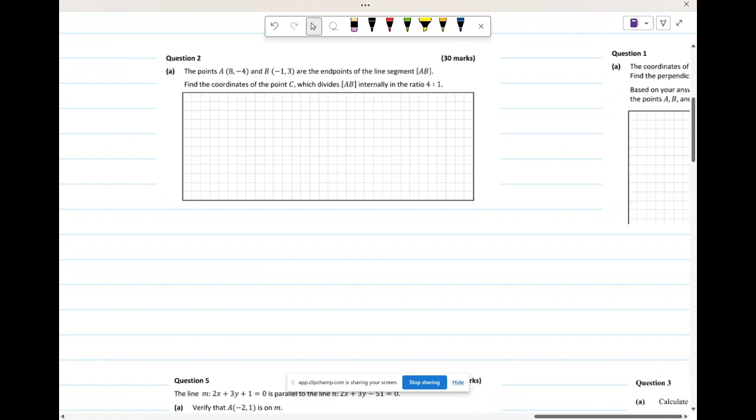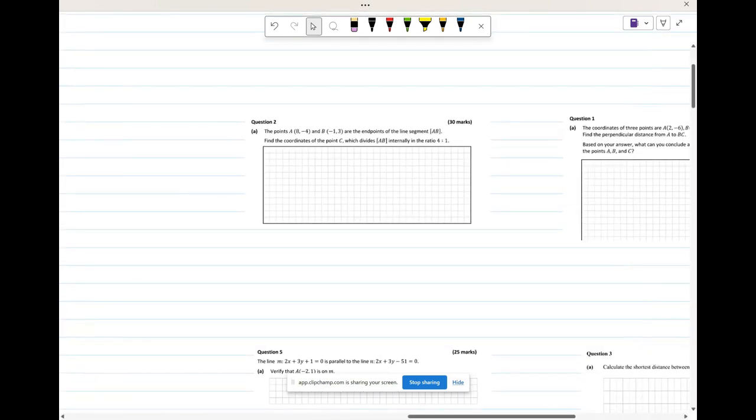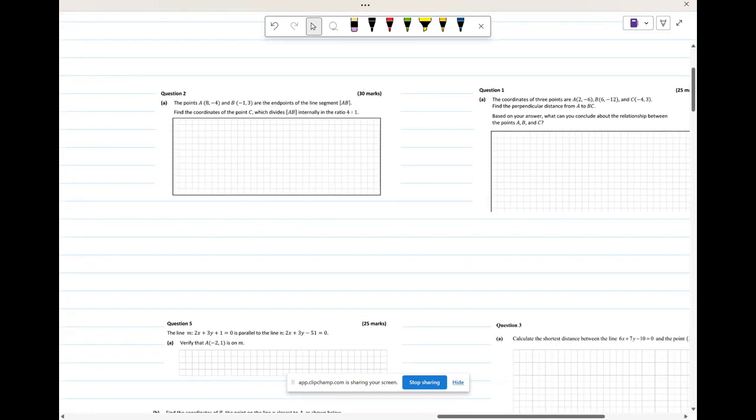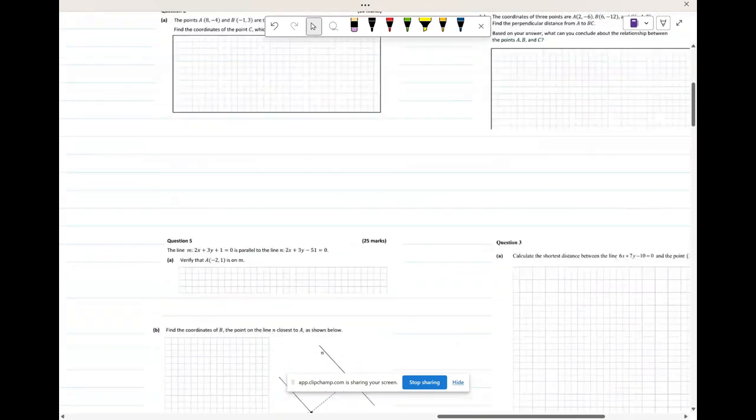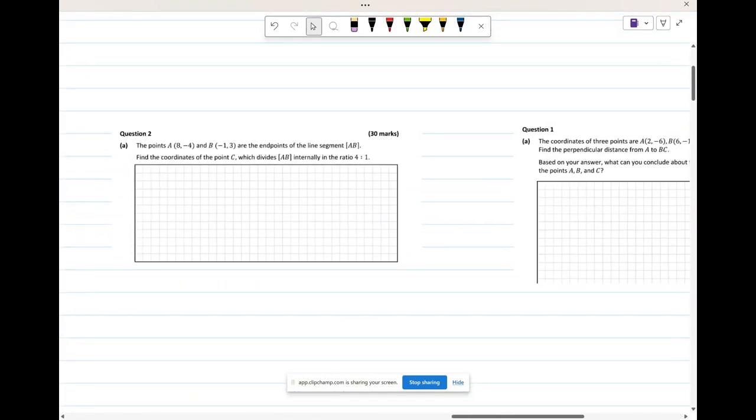So we did a bunch of coordinate geometry of the line and a lot of triangles last week. So we'll keep going with the stuff we were doing on the line, and then towards the end, we were doing orthocenters and things like that. So we'll get onto that.